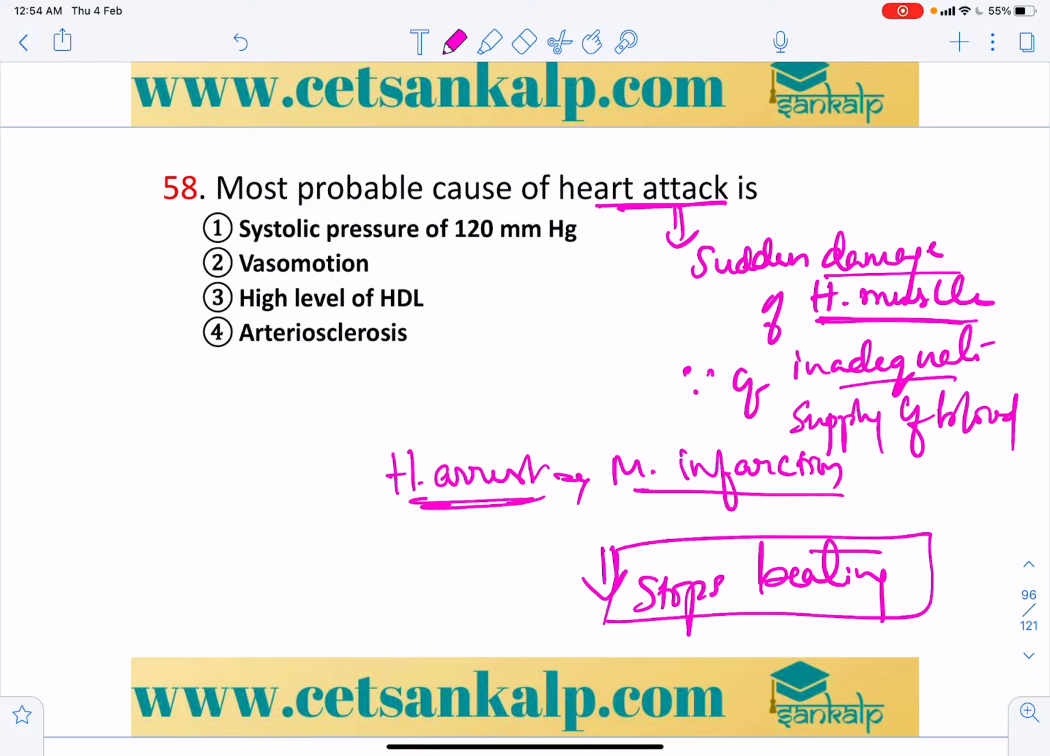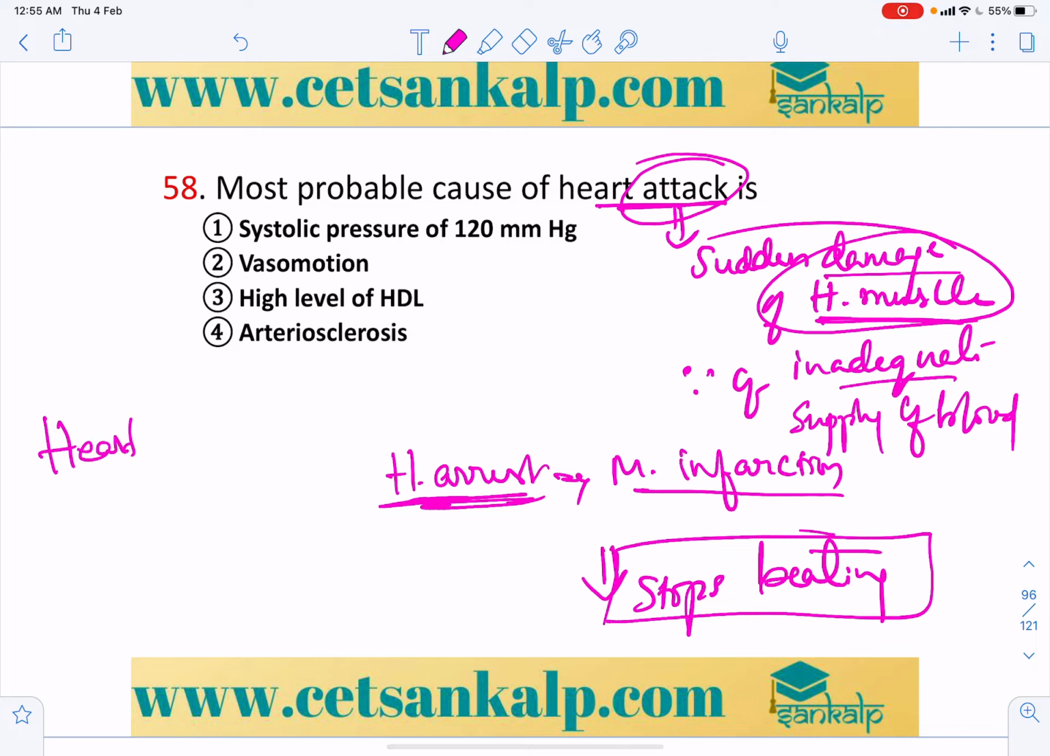That is myocardial infarction. So next, that is heart failure. Keep the difference in mind. Heart attack is damage of the heart muscle. Heart arrest is due to complete damage, where the heart completely stops beating.